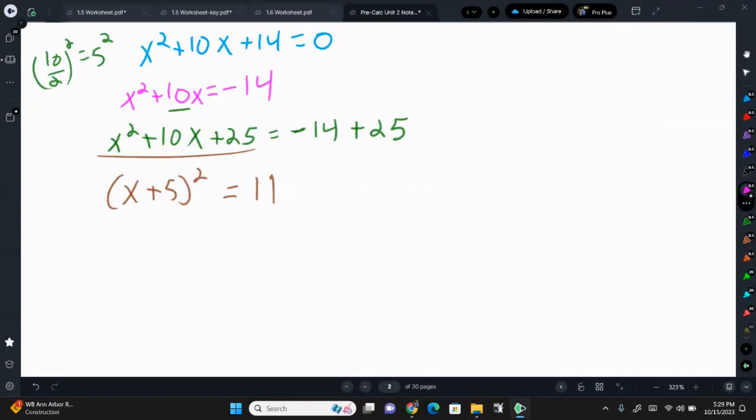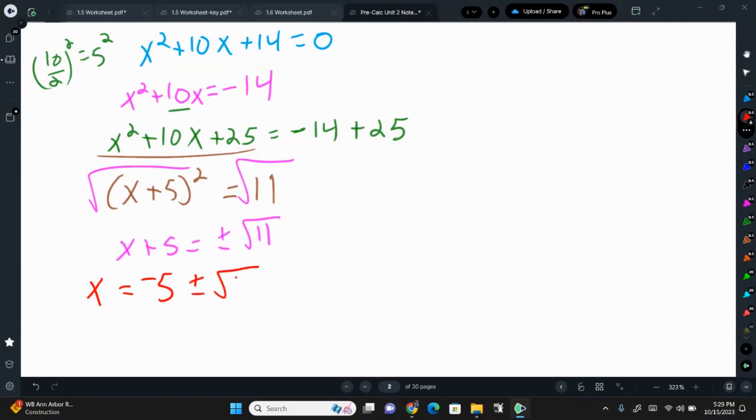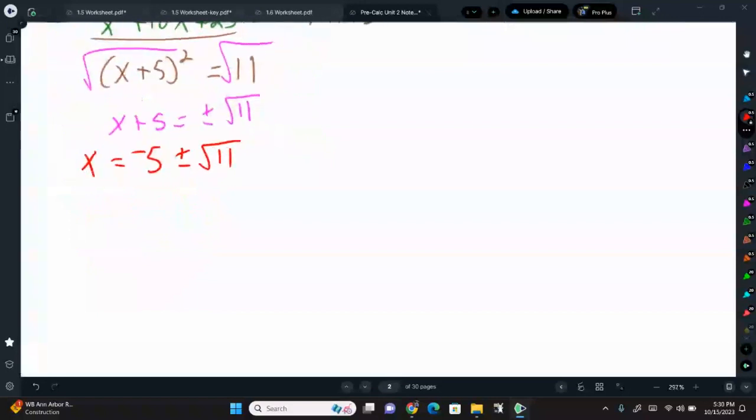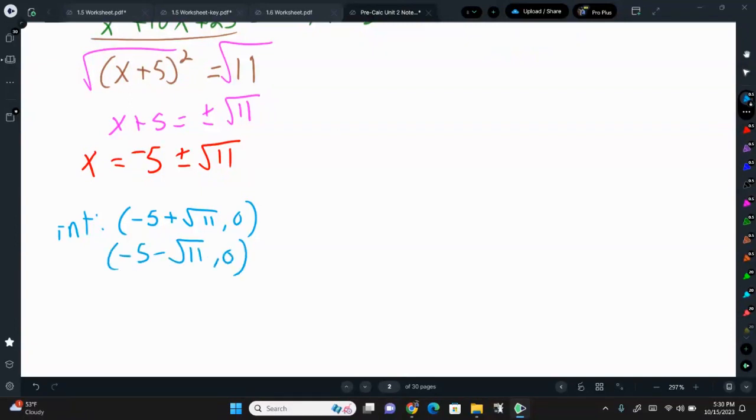And then to solve that, we'll square root both sides. So we get x plus 5 equals plus or minus the square root of 11. And then when we subtract 5 from both sides, we get x equals negative 5 plus or minus the square root of 11, which means our x-intercepts are going to be negative 5 plus the square root of 11, 0, and negative 5 minus the square root of 11, 0.